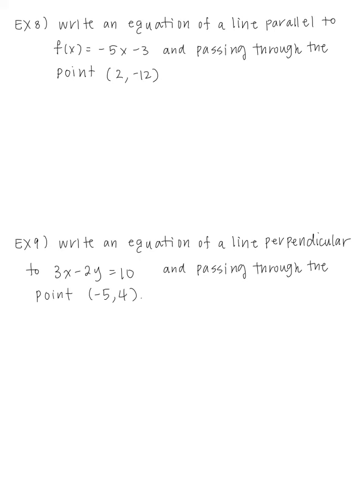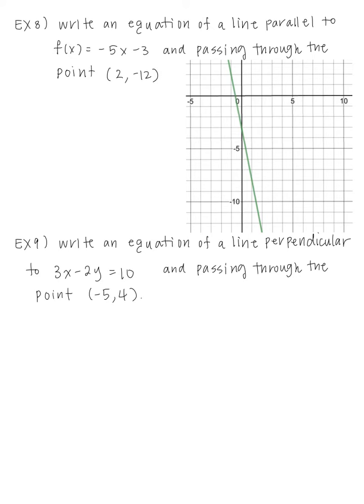All right, example 8. It says, write an equation of a line parallel to f(x) equals negative 5x minus 3 and passing through the point (2, -12). So let's first understand visually what's going on. All right, so here is the graph of f(x) equals negative 5x minus 3.